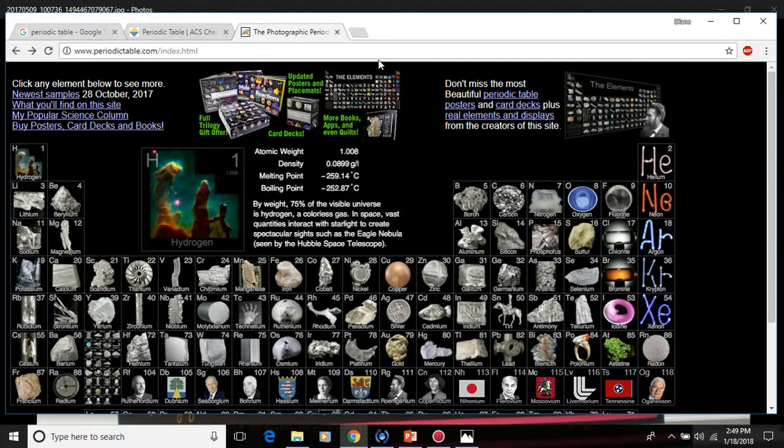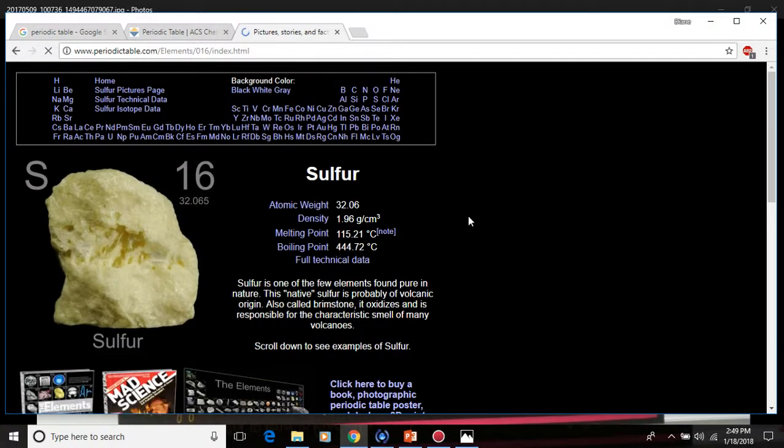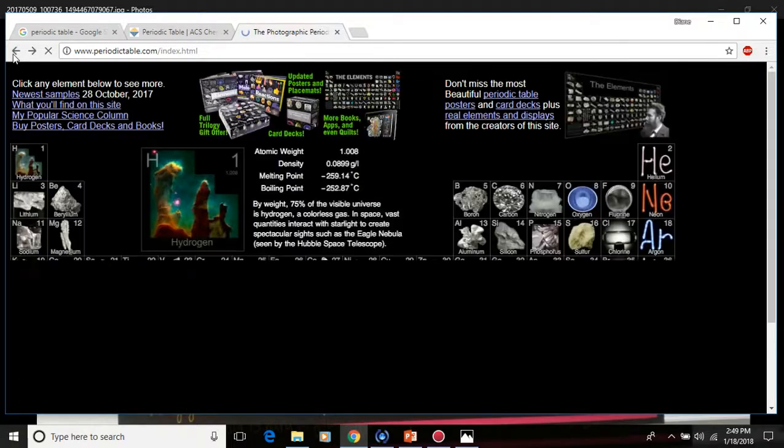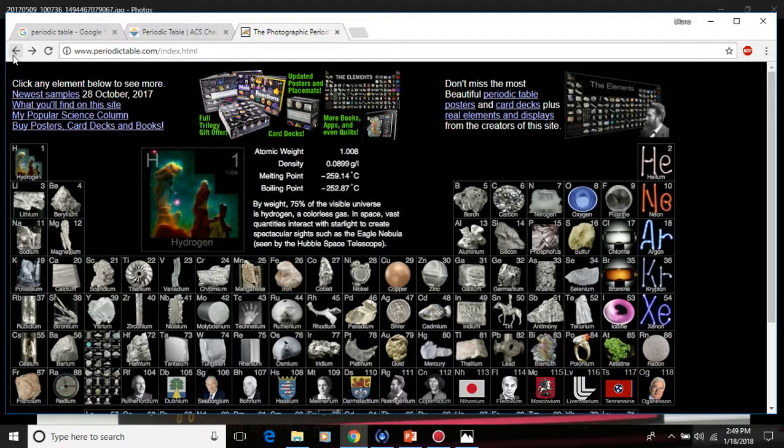All right, let's go to another element. What about sulfur? Have you ever wondered why Yellowstone National Park is called Yellowstone National Park? If you've ever gone there and seen some of those vents and the yellowness around, and the vents kind of smell a little bit, well, that's from the sulfur.